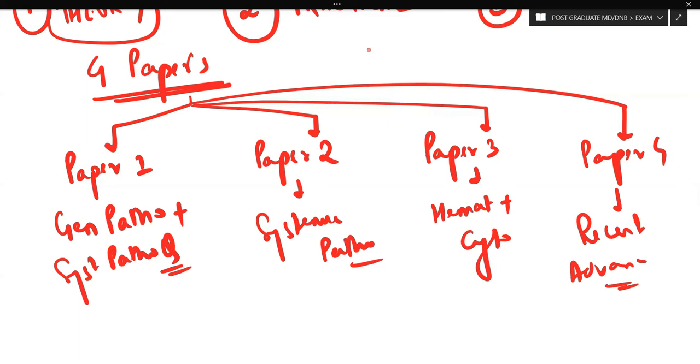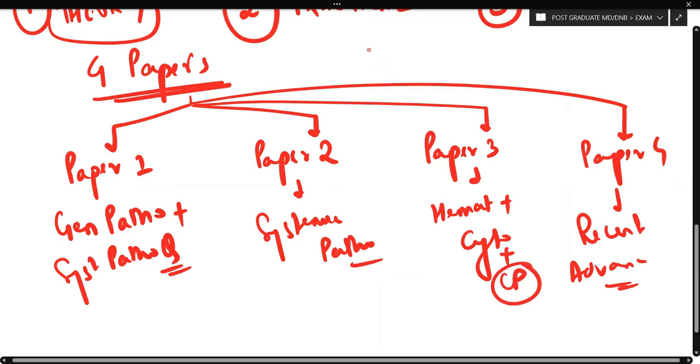Yes, sir. Most of you, sir, have this kind of division. That is nice to hear. But one very important paper: paper 3, hemat, cyto plus clinical pathology, sir. Yes, you are right about that. Clinical pathology, yes. Someone has rightly pointed out. Very nice. Thank you very much for pointing out. Clinical pathology is also there.